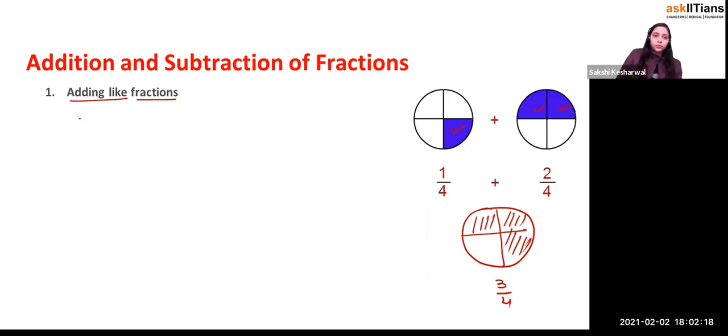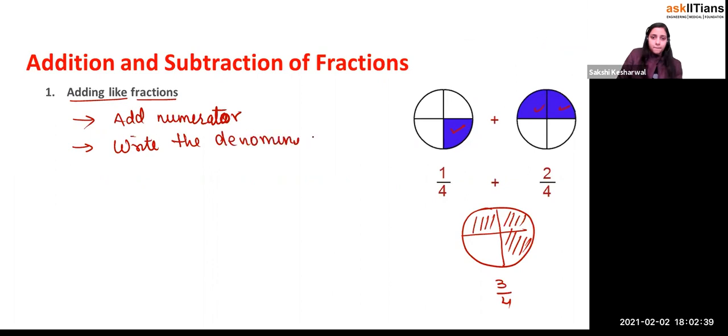So what you have to do is add the numerators. Just add the numerators. That's all you have to do. And write the denominator as it is, right? Write the denominator as it is.